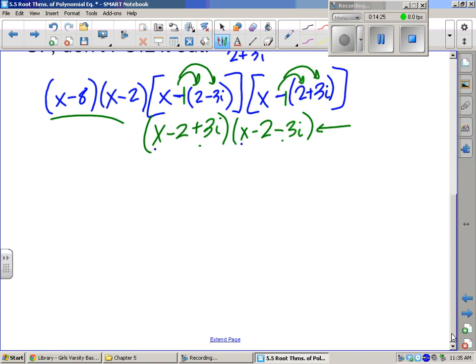So I'm going to do x times x. That's x squared. x times minus 2 is minus 2x. x times 3i is 3xi. Minus 2 now times the x, minus 2x. Minus 2 times minus 2 is plus 4. This will be a minus 6i. No, plus 6i. Thank you. Then we have to do plus 3i times x. That's going to be a positive 3xi. 3i times negative 2, that's going to be my negative 6i.